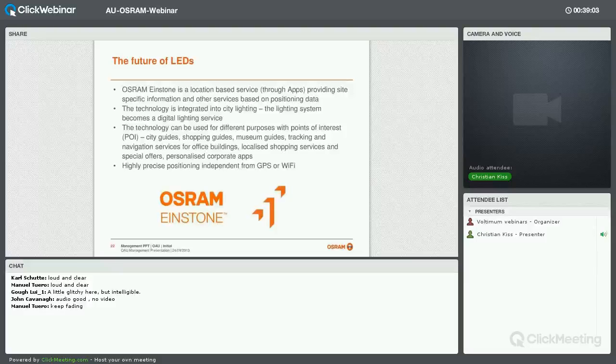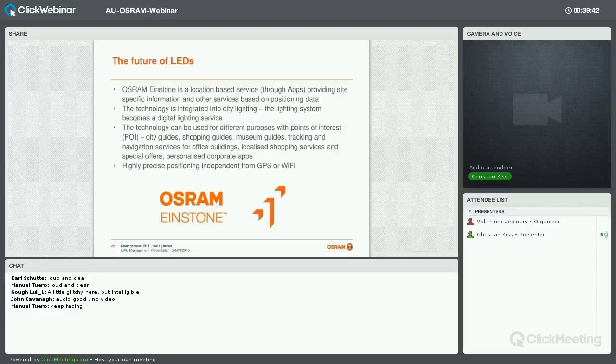So what that means is, for your light posts and things, there'll be an Einstein chip inside the luminaire or the light fixture or the post as part of the lighting device, and therefore there's no need for extra infrastructure to install separate beacon devices and things like that. The technology can be used for different purposes, points of interest, things such as city guides, shopping guides, museum guides, tracking and navigation services for office buildings, localized shopping services and special offers that services in a particular area may be offering.